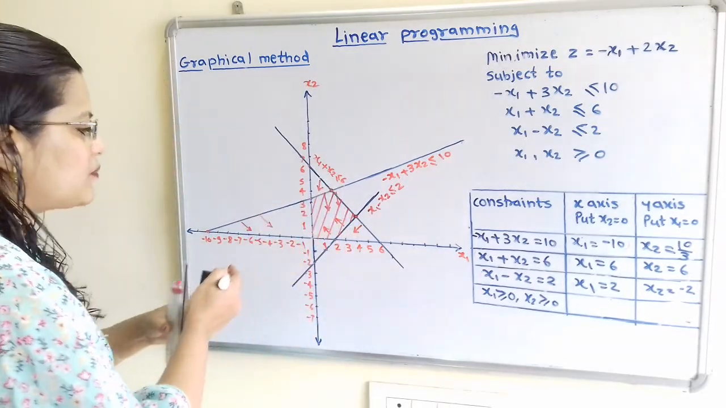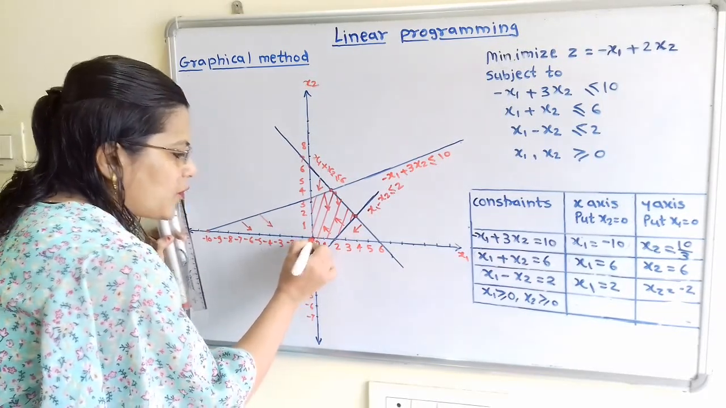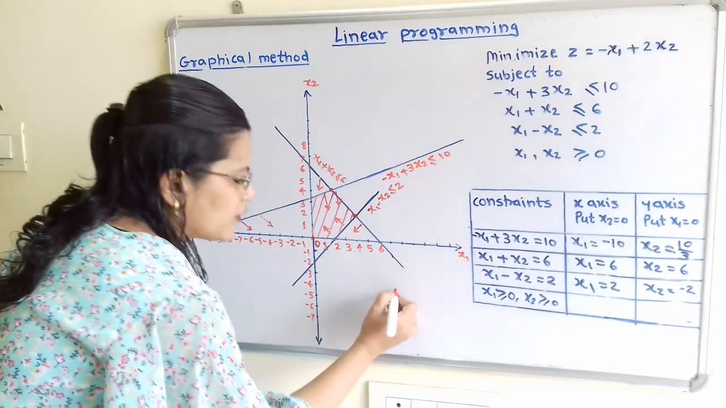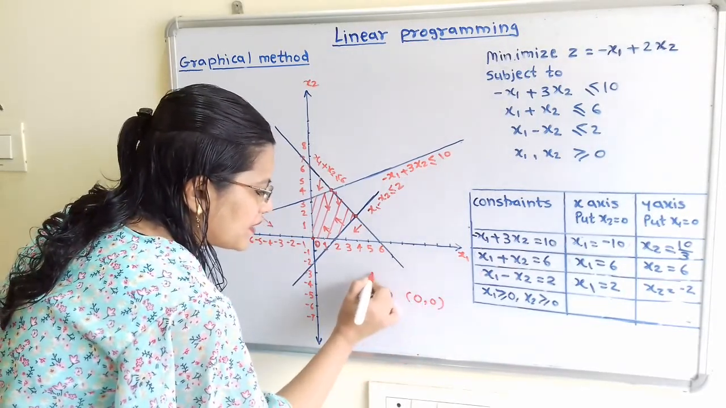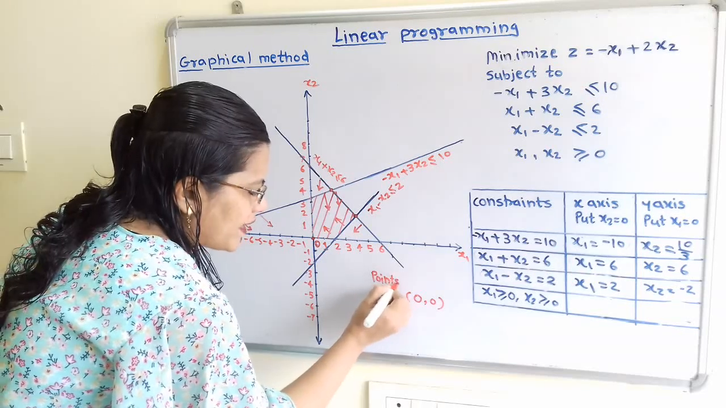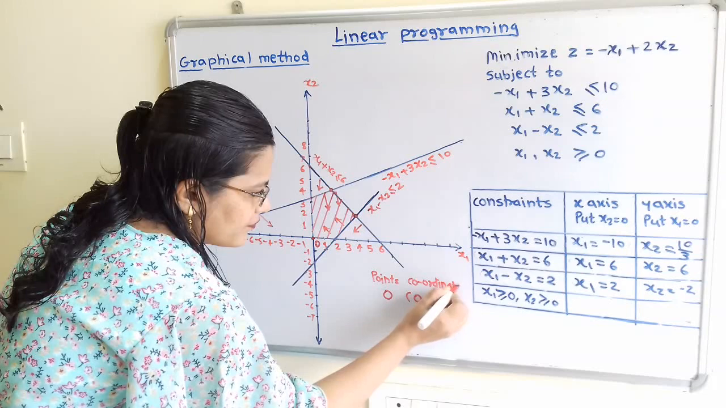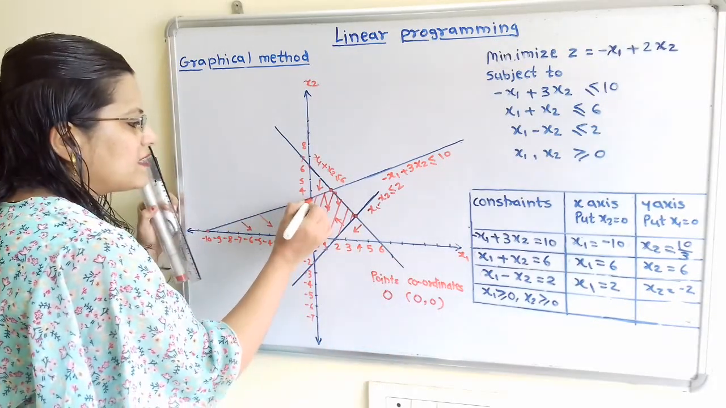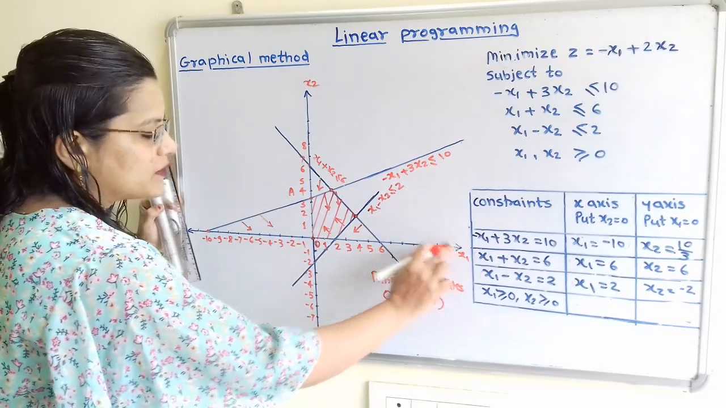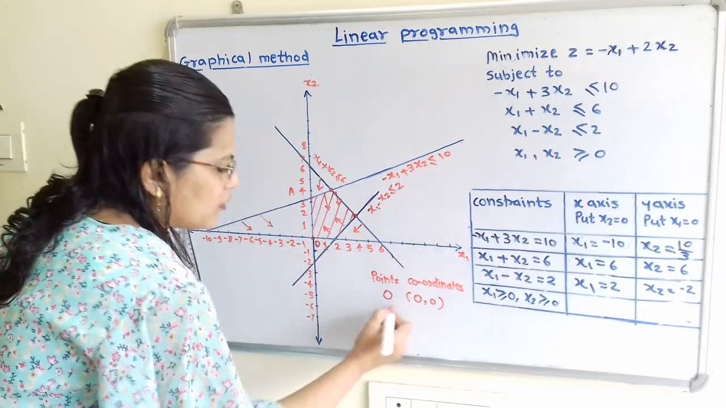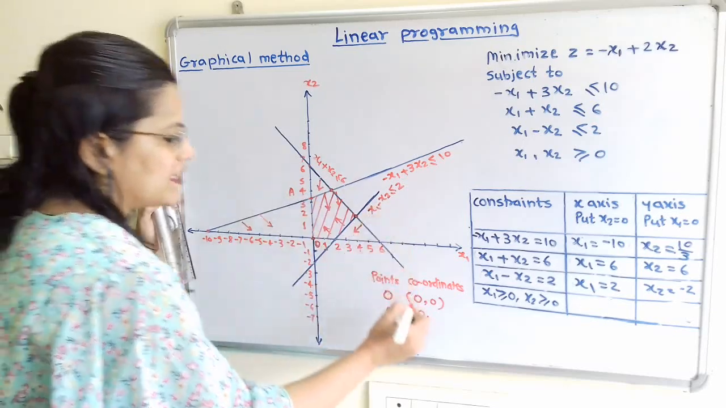Now we will select the points. So first point will be point O, with coordinates 0, 0. We will prepare here one table of points and coordinates. Then next point I will write as point A. For point A, if we observe, on x-axis value is 0 and on y-axis value is 10/3.